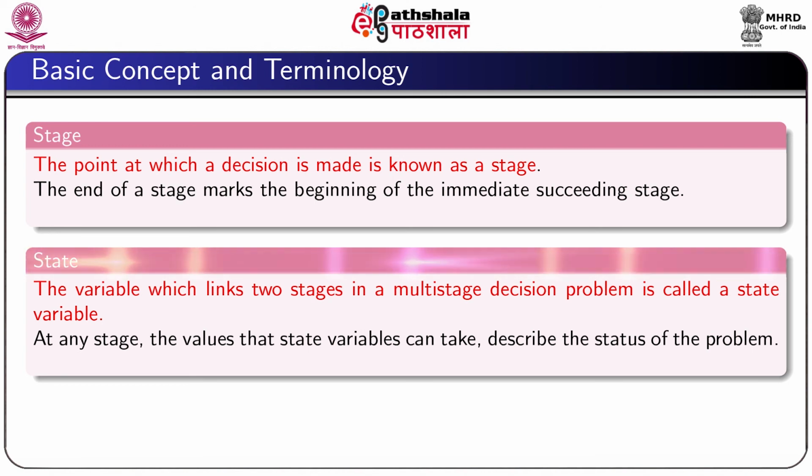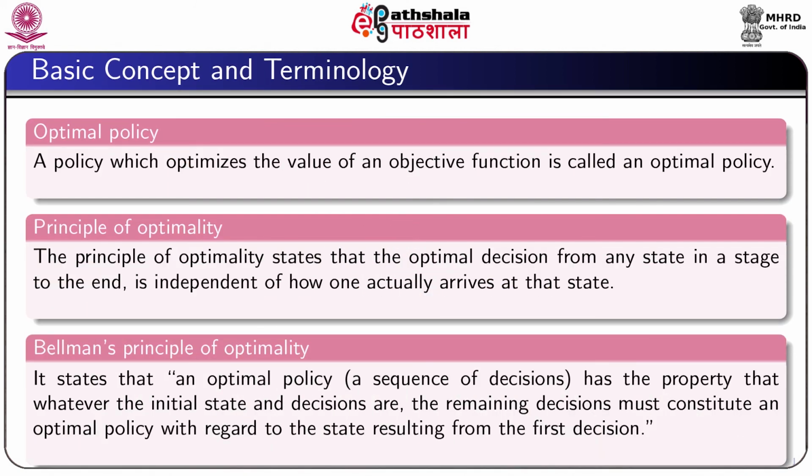State: the variable which links two stages in a multi-stage decision problem is called a state variable. At any stage, the values that state variables can take describe the status of the problem. The number of state variables should be as small as possible, since larger the number of state variables, more complicated is the decision process. Optimal policy: a policy which optimizes the value of an objective function is called an optimal policy.